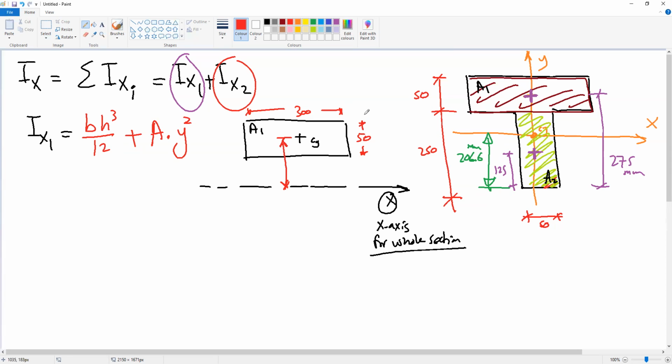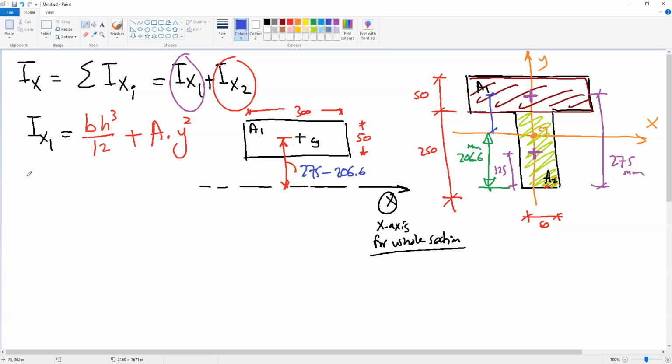Okay, so we know all the dimensions except this dimension. Do you know how much this dimension is? This dimension from here will be this distance, which is 275 minus 206.6.